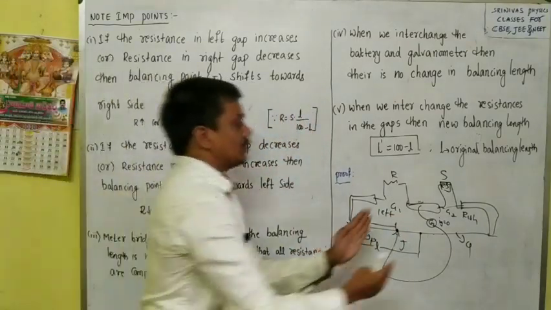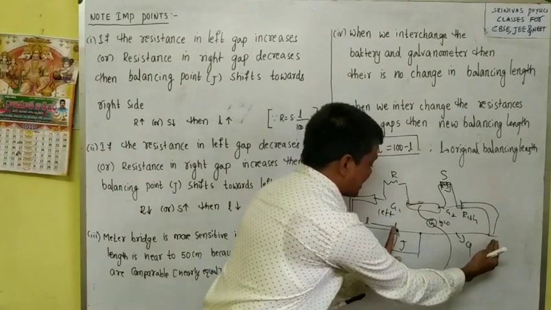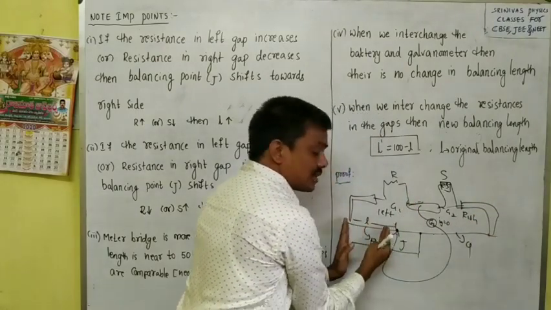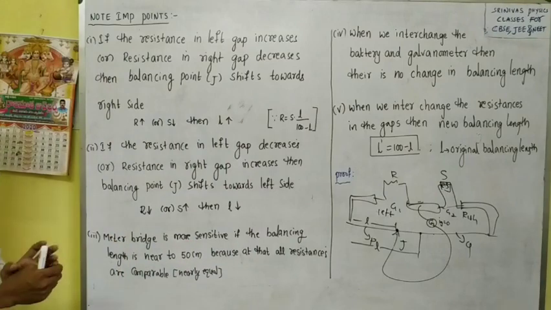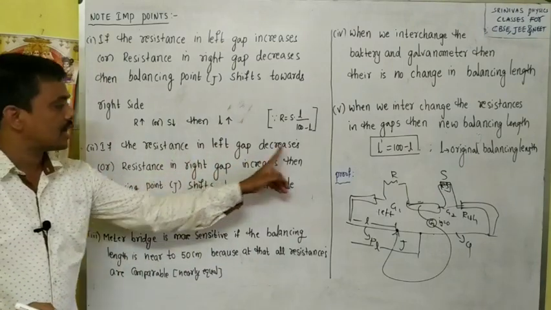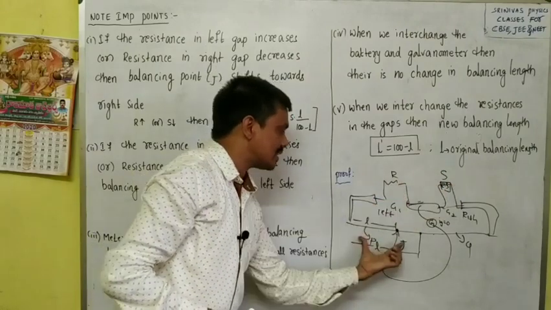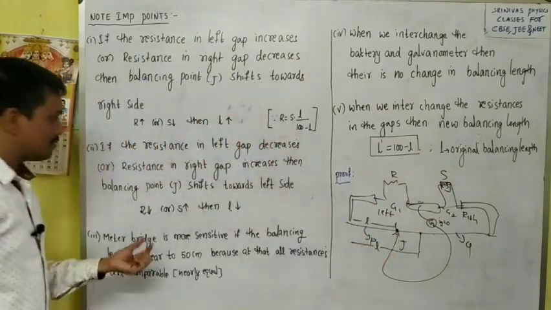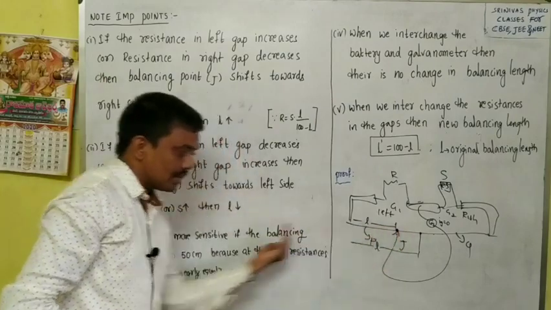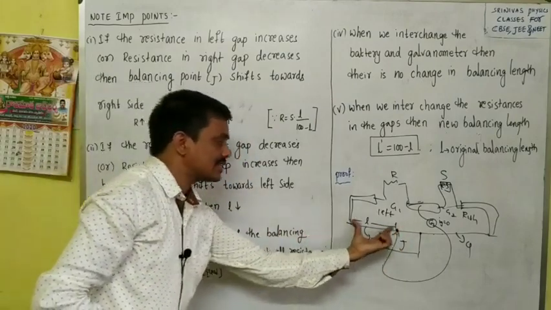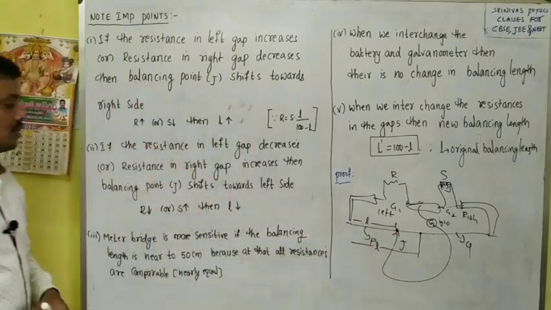And if the resistance in the right gap increases, then the right length will increase. When the right length increases, the left side length automatically decreases. That means in this case, if the resistance in the left gap decreases, this decreases and this increases, and when this decreases, then automatically this decreases, right? That means the balancing point shifts to the left side. L is decreasing means the balancing point shifts to the left side.